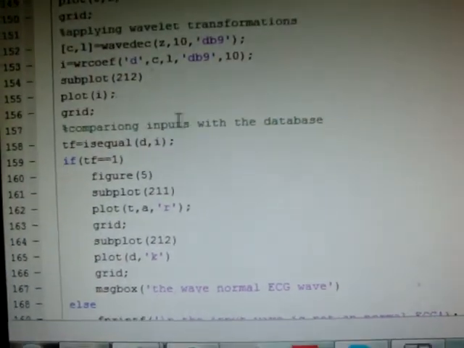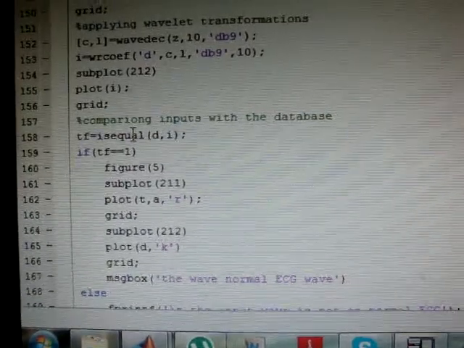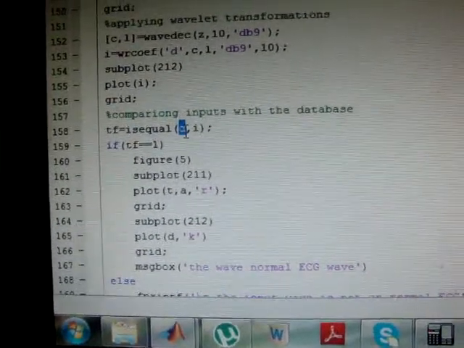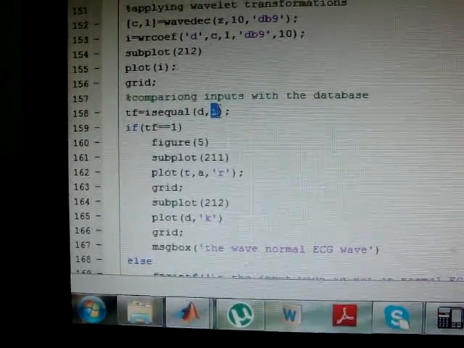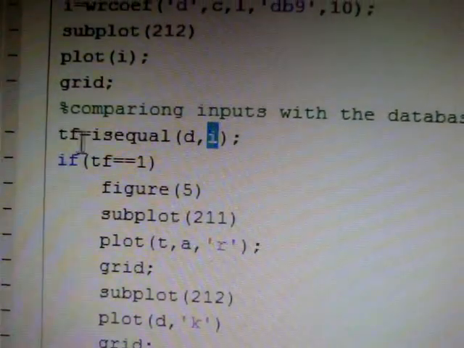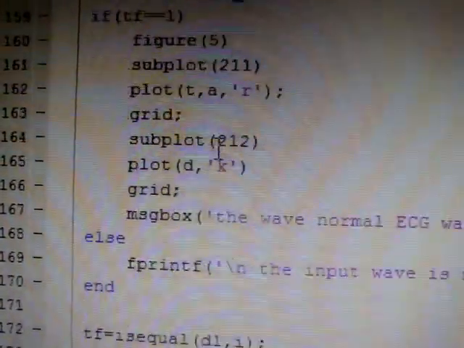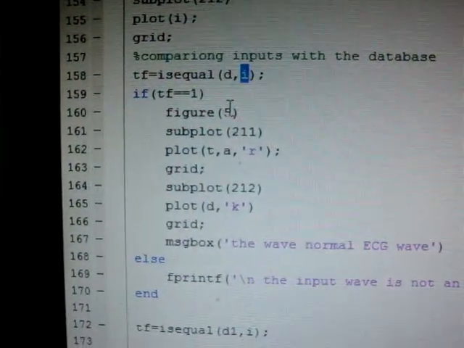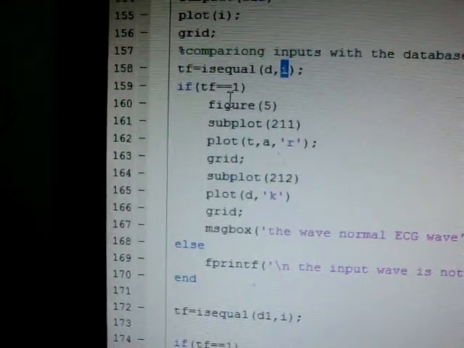And the final and most critical stage of the project is comparing the inputs with the database. We compare inputs with the database using the isequal function. Consider in this instance D, I. For example, D is a normal ECG wavelet and I, as we know, is a normal ECG wavelet. Once we compare D, I using the code isequal, the output TF becomes 1 when both the wavelets are equal, and else it becomes 0 when both the wavelets are not equal. As we know, both the wavelets of D, I are equal, we get the output as 1.